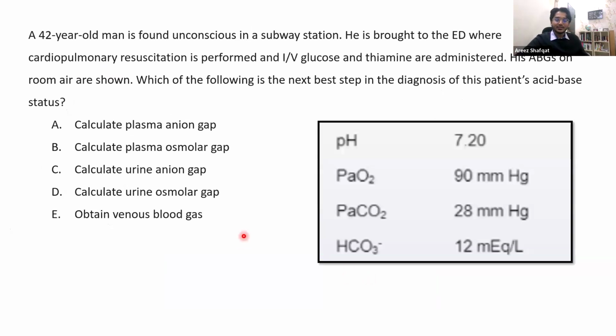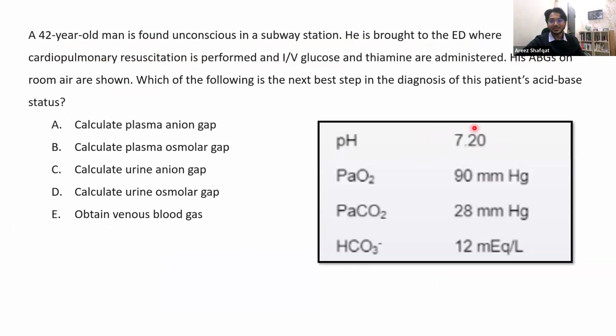Good. So this is quite an easy question. A 42-year-old man is found unconscious in the subway station. He is brought to the ED, where cardiopulmonary resuscitation is performed and IV glucose and thiamine are administered. His arterial blood gases on room air are shown.